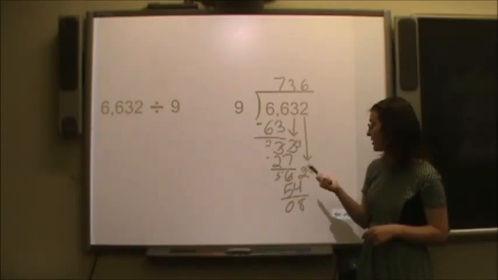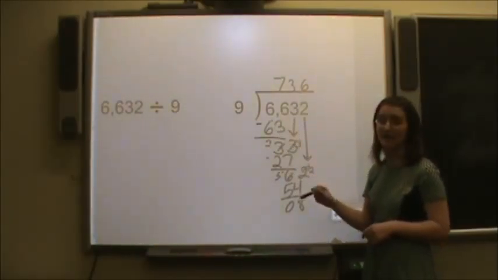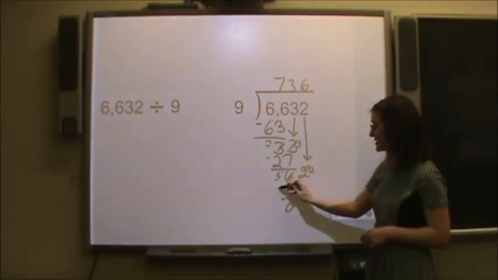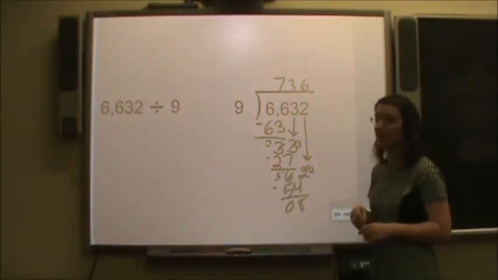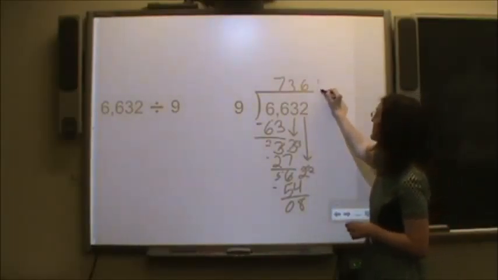All right, so 9 went into 62 6 times. 9 times 6 is 54, so when I subtracted that, I got 8. Well, 9 can't go into 8 at all, so that's going to be our remainder.